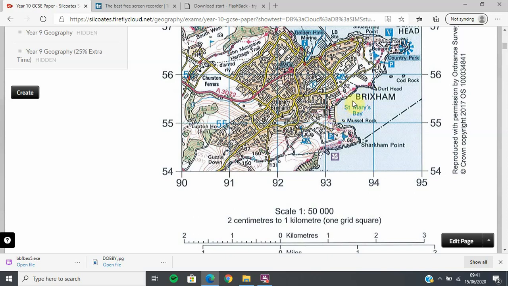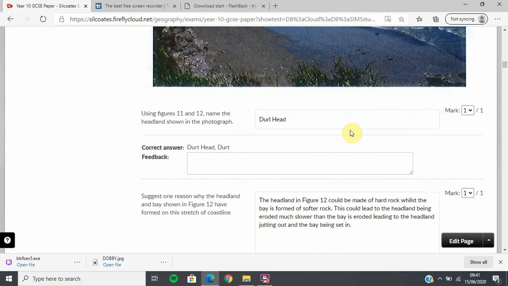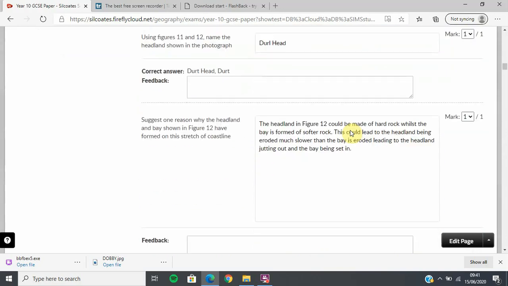You've got a bit of a beach, then it goes to the rocks, and then we see a headland. And the headland there is Dirl Head. So the correct answer here is Dirl Head. All right, there we go. That's got that one correct.